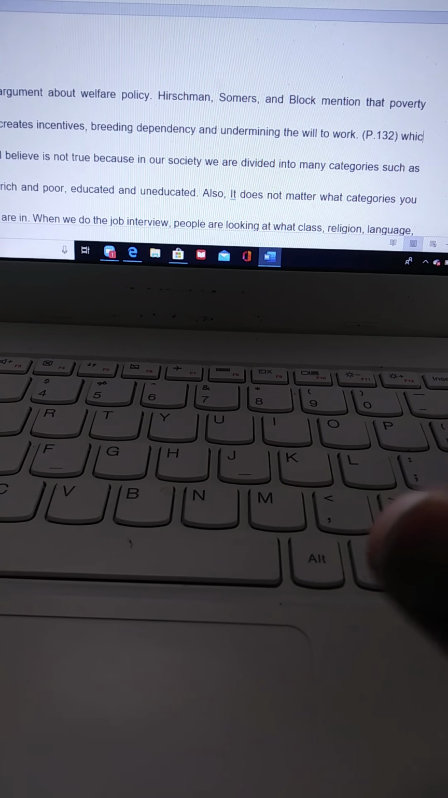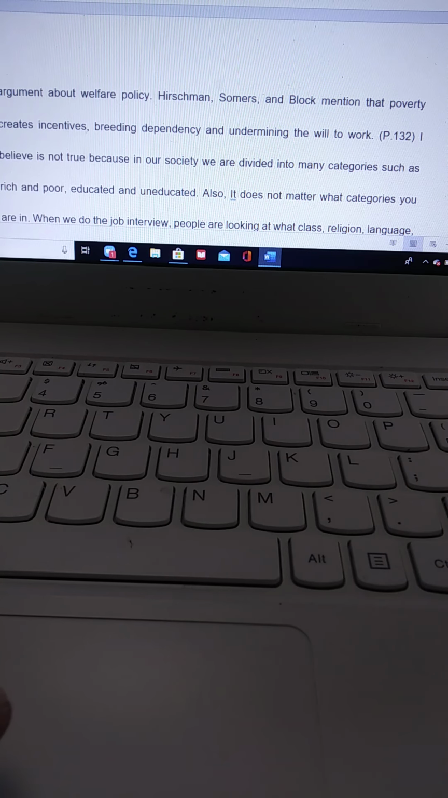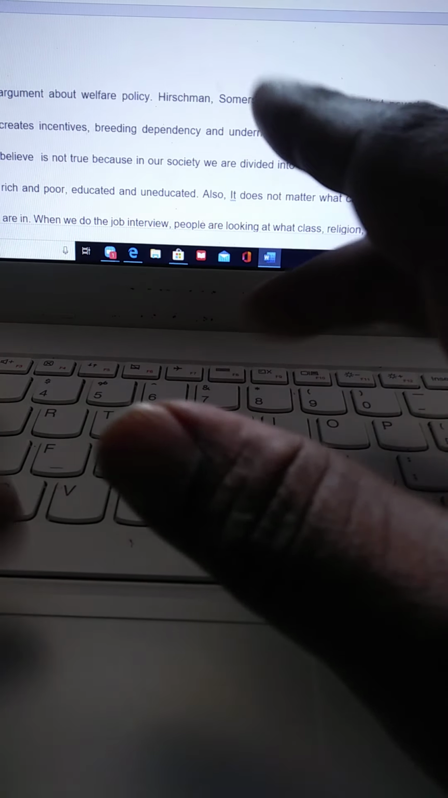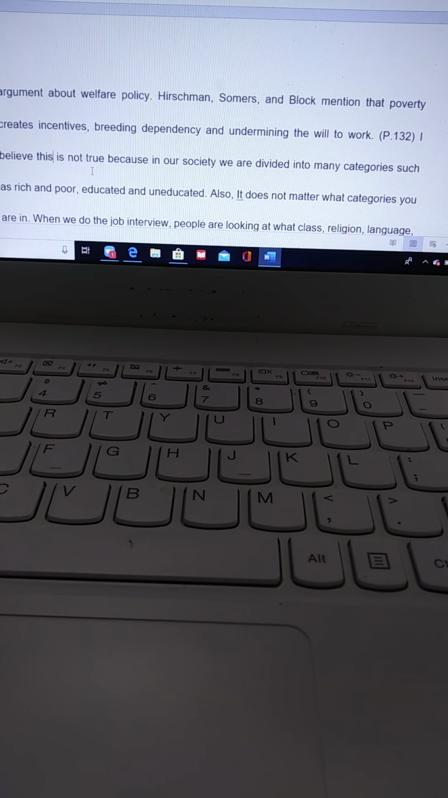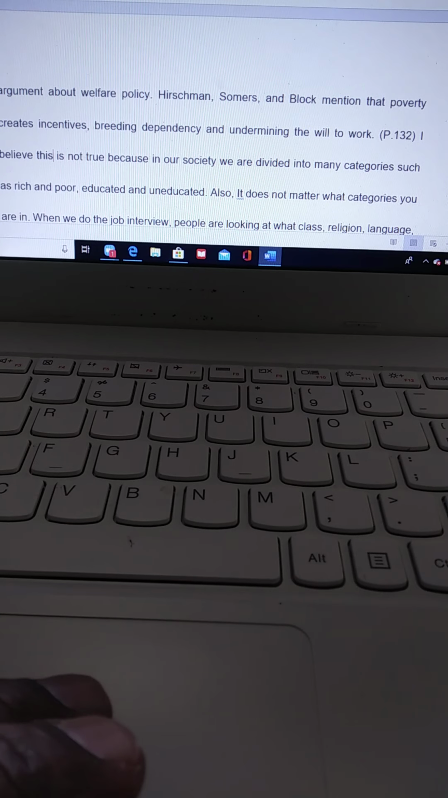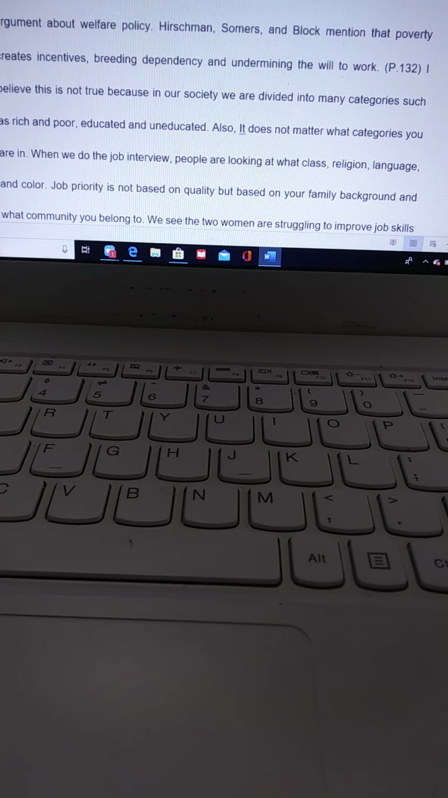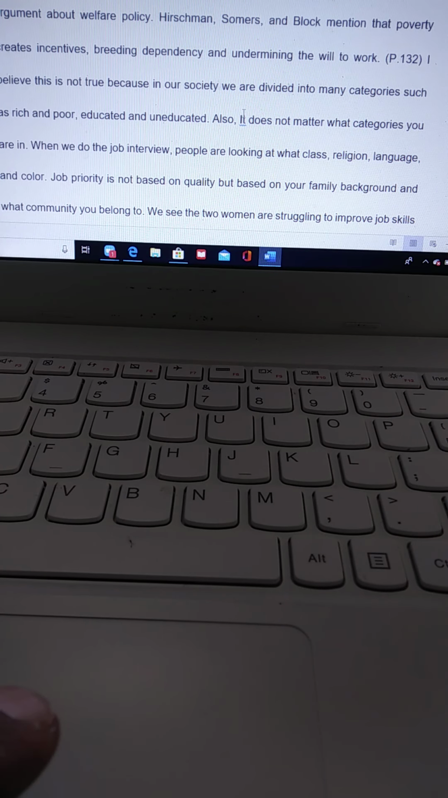So let's get rid of which. Let me see, I believe the title is like labor market and welfare. I believe this is not true because in society we are divided into many categories such as rich and poor, educated and uneducated. Also, this should be lowercase i.